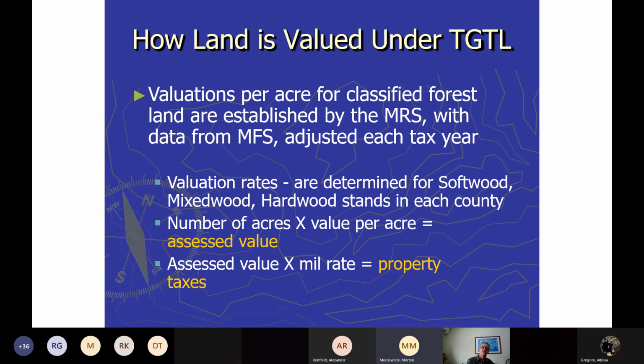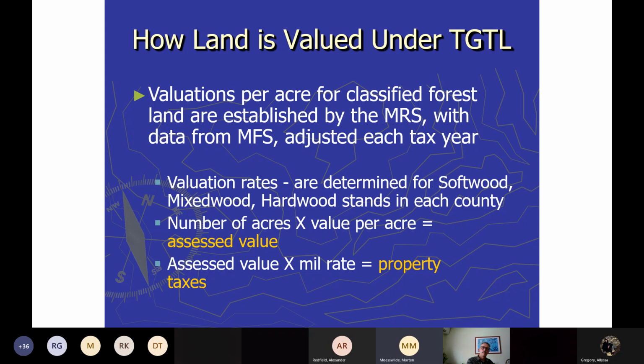Obviously, the number of acres times the value per acre as established by this method gives you the assessed value of enrolled land in any given year. And then, of course, the assessed value times the mill rate gives you the property taxes that you'll pay. And just keep in mind that we're just talking about the lands that are enrolled in tree growth. If there are unenrolled lands or lands that are being used for other purposes, whether that's residential or commercial or anything else that aren't growing trees, those assessed values don't change.